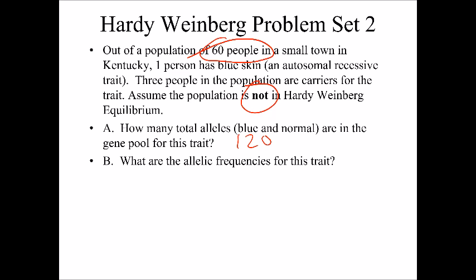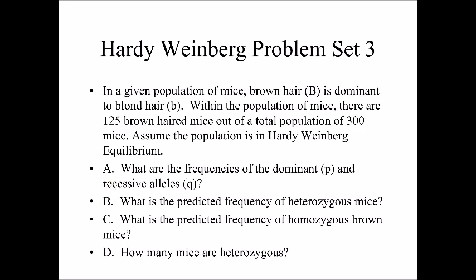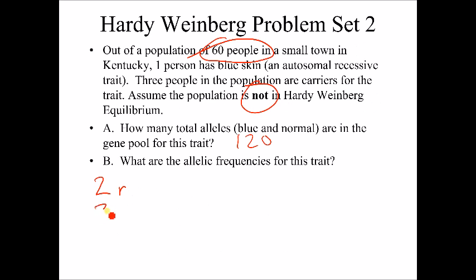So the way we're going to approach this is we're first of all going to just count alleles. We have one person with blue skin. That person has 2 recessive alleles. I'm just going to write 2 little r. We have 3 people who are carriers. Well, those people have 1 dominant and 1 recessive allele each. So that's 3 more little r alleles. So that's a total of 5 recessive alleles.